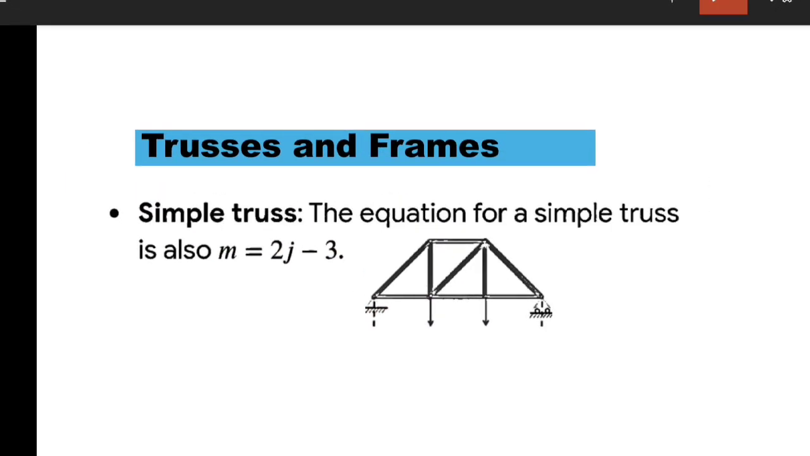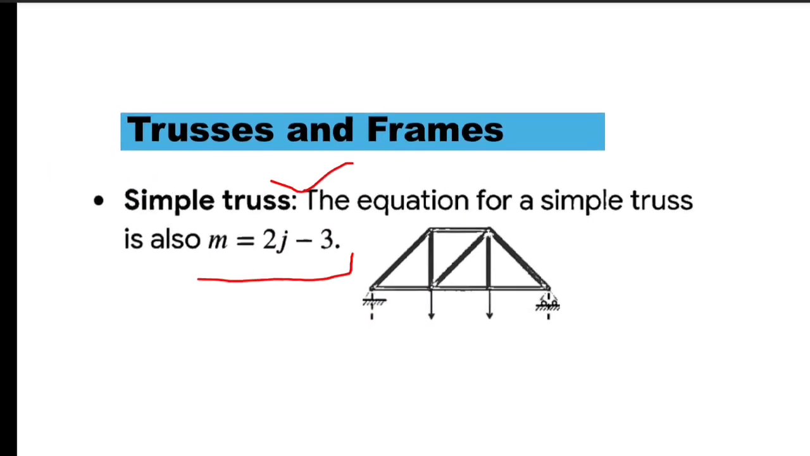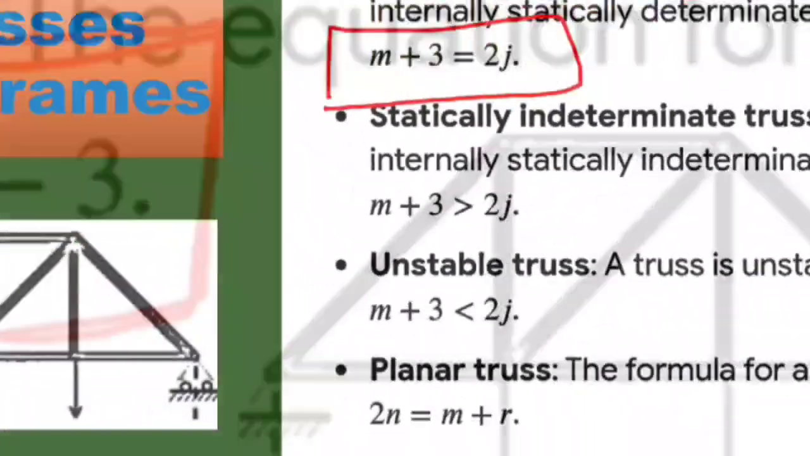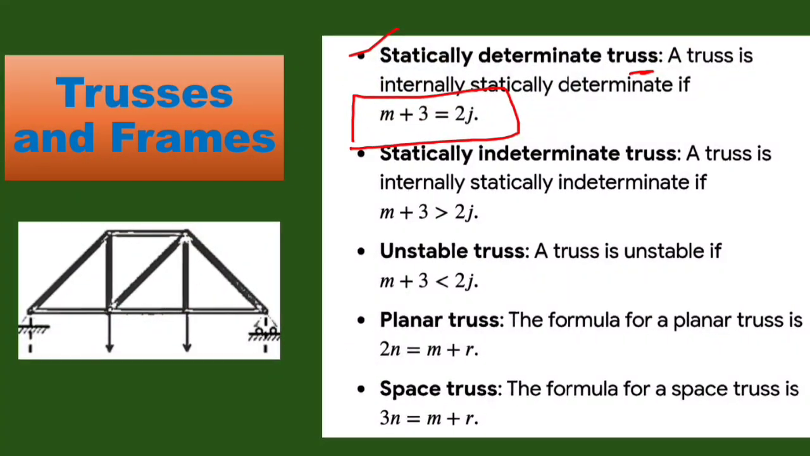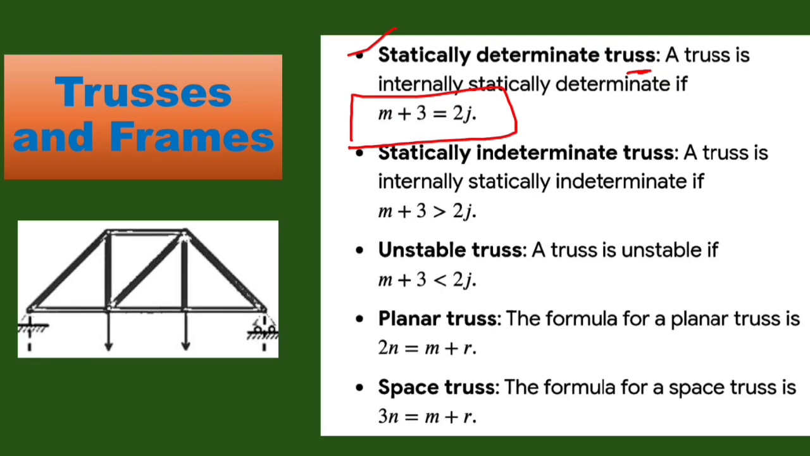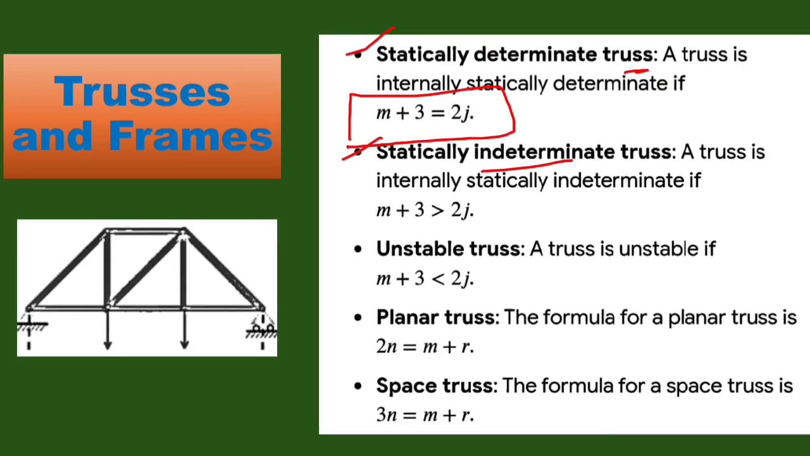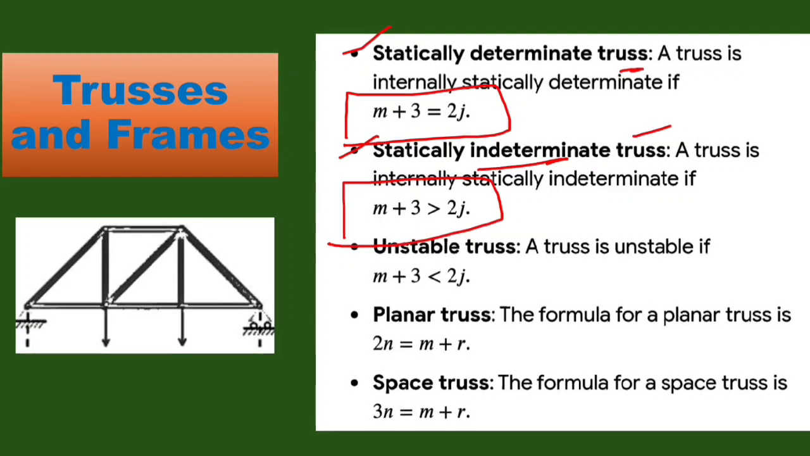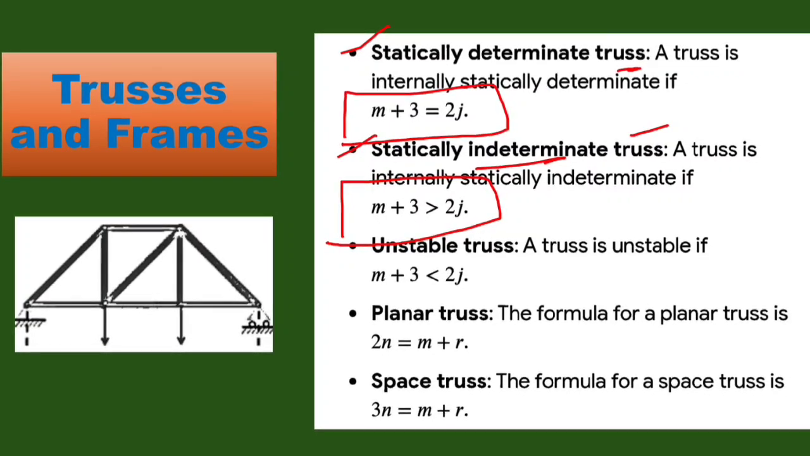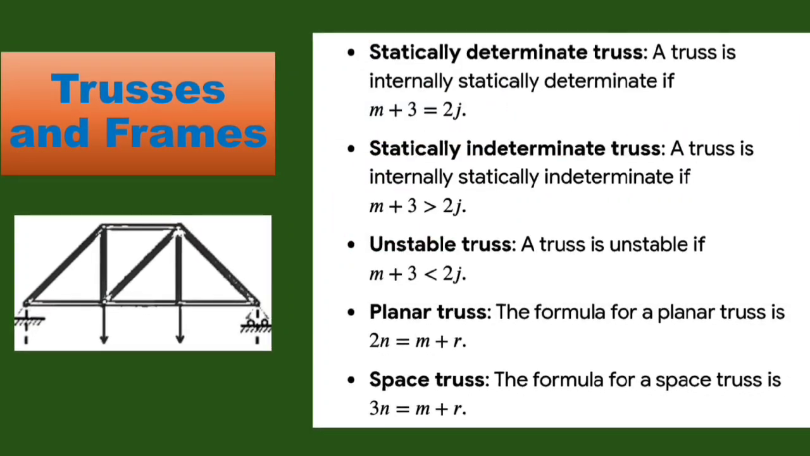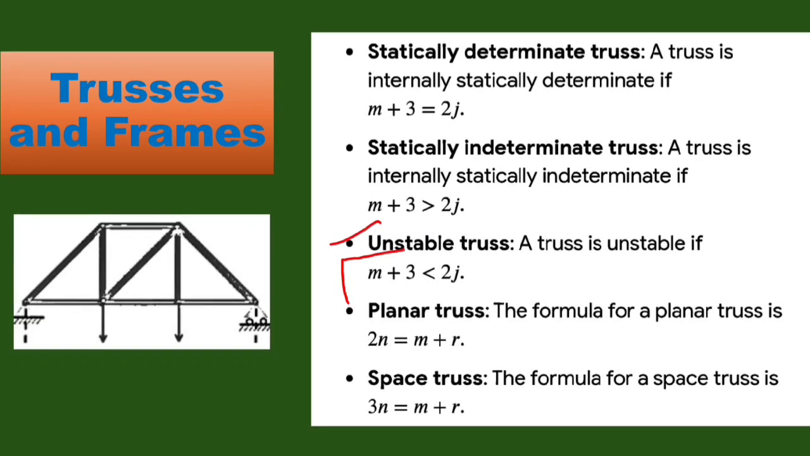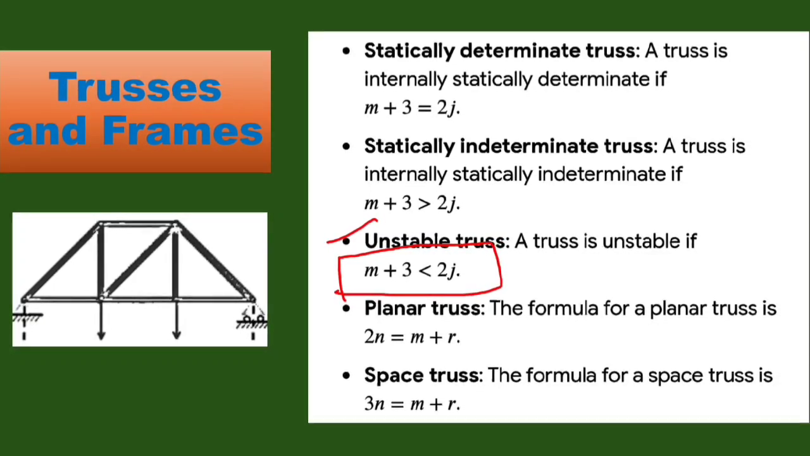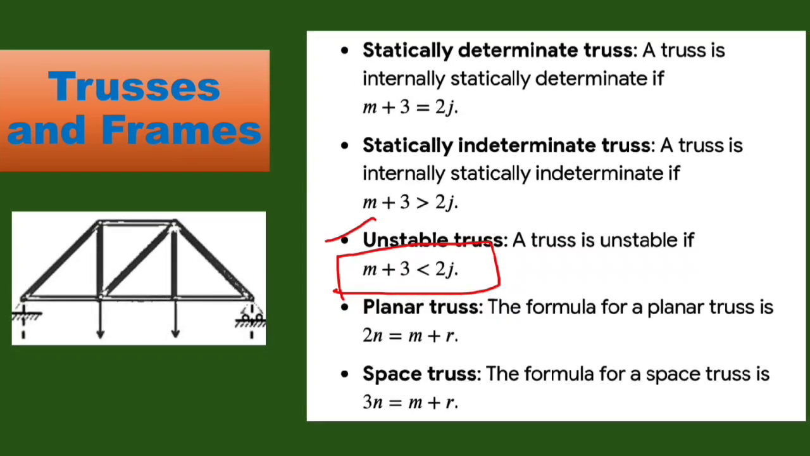Next, simple truss. For a simple truss, the formula is M equals 2j minus 3. Statically determinate truss: M plus 3 equals 2j. Statically indeterminate truss: M plus 3 is greater than 2j. And next, unstable truss: M plus 3 is less than 2j.